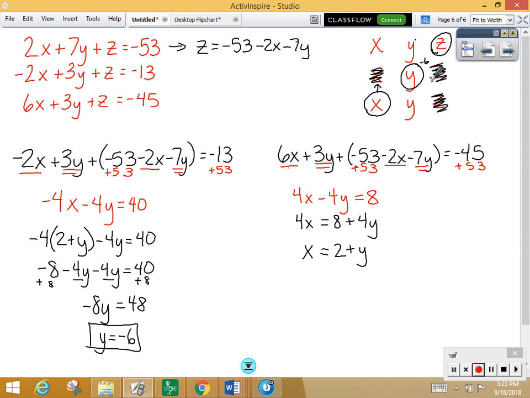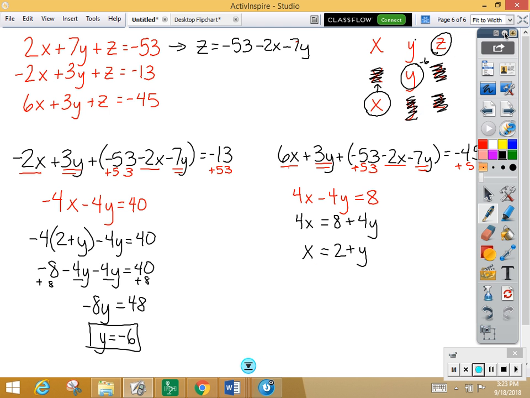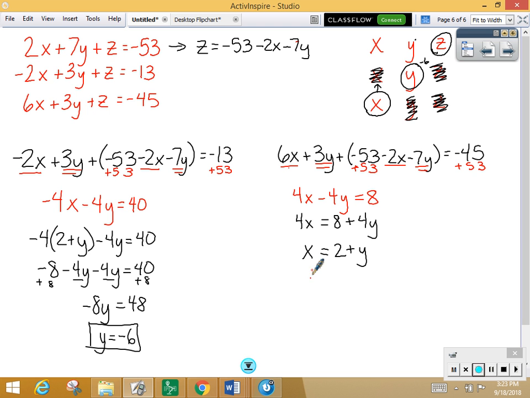Okay, now that I know what y is, if I look over here at my drawing, I can replace the y right here in the third equation with negative 6. And that would allow me to find what the x is. So I'm going to take the y in this equation, and I'm going to replace it with a negative 6. So plus negative 6 right there.